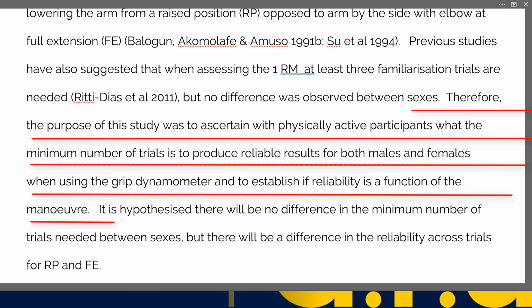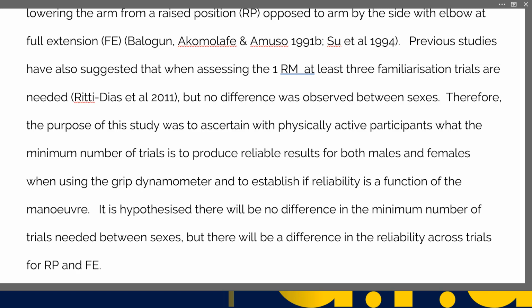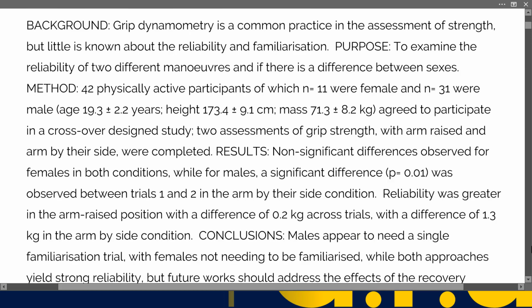Well, that's very concise, but we need to be even more concise in our abstract. Remember, we're limited by the word count. So here's the purpose: to examine the reliability of two different maneuvers and if there is a difference between sexes. Can you see that what has been written in a longer form, giving perhaps more insight in the introduction, has been condensed down? So it's informing the reader where the study is going.